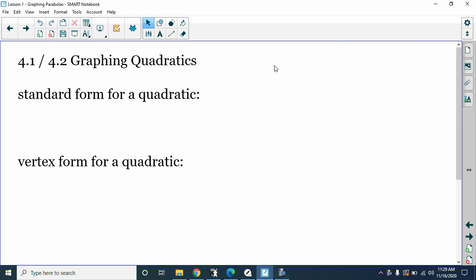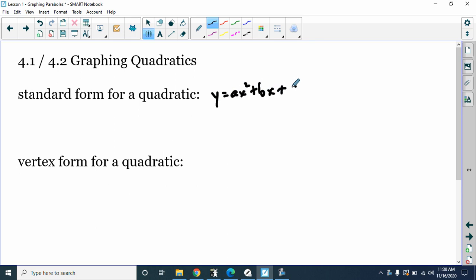This is the short notes on graphing quadratics, which is sections 4.1 and 4.2 in your book. There are two different forms for a quadratic equation. The one you're probably more familiar with is standard form, which is y equals ax squared plus bx plus c. The graph of this is a parabola. Any quadratic equation has a graph of a parabola.